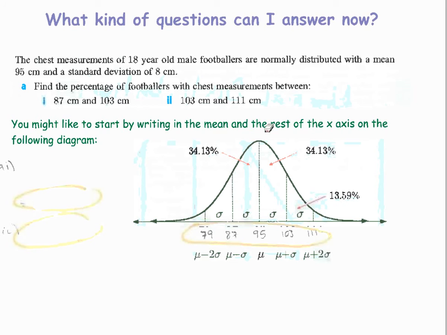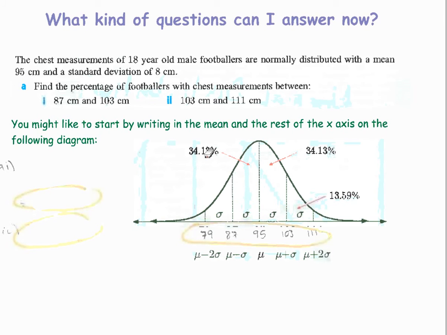So 34.13% here, 34.13% here, 13.59% here, 13.59% of the data is here. So you're asked to find the percentage of footballers with chest measurements between 87 and 103. This graph is definitely going to help you because they want to find percentages by adding up these percentages under the curve. So 87 and 103, have a look. 87 is here, 103 is here. So what percentage fall between this point and this point? Basically, what area under the graph falls between here and here? And so you can use these general numbers.